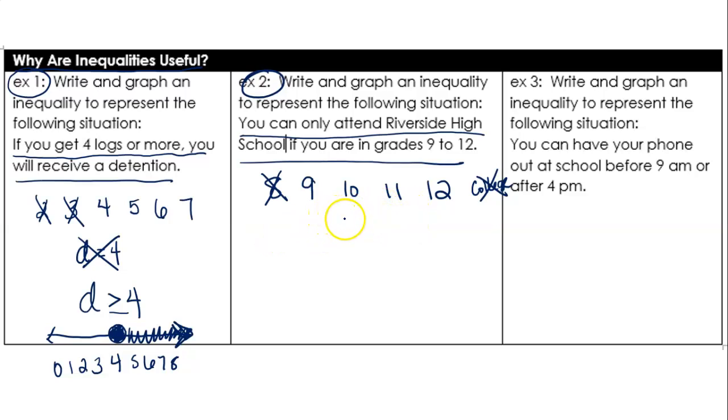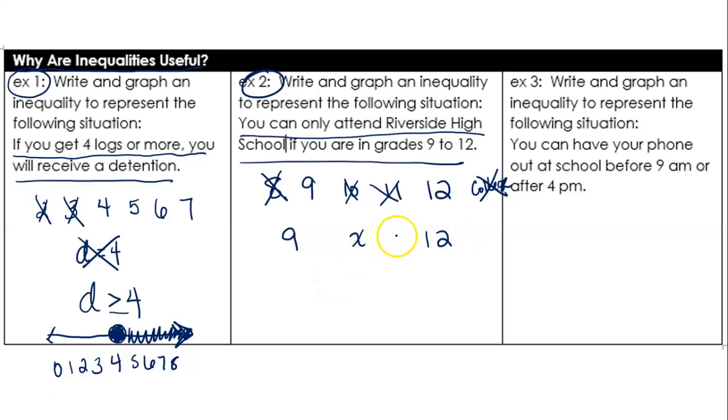This is also what we call a between problem. I could go to Riverside if I'm in between grades 9 to 12. I can use the word between to help me set up my inequality, to set up my interval. I don't want to write all the numbers that are in between 9 and 12 to show that, so I'm going to replace those with a variable.